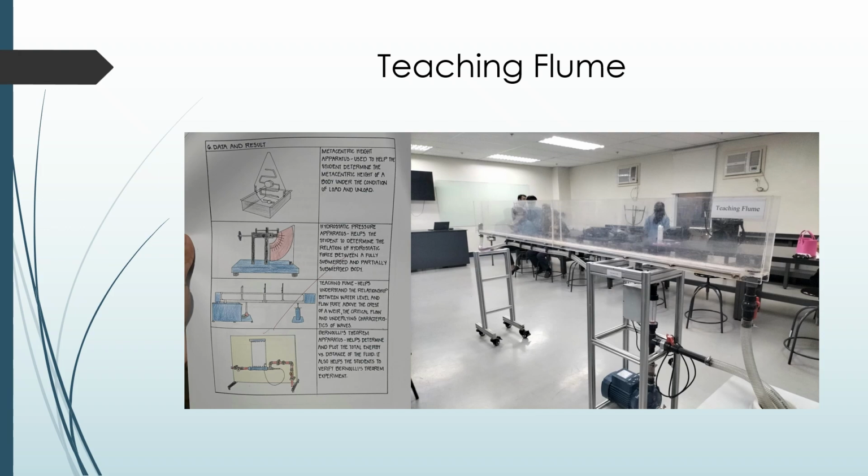Through hands-on experimentation, students can investigate how different flow conditions, such as subcritical, critical, and supercritical flow, develop in an open channel. They can measure flow depth, discharge, and velocity to verify theoretical hydraulic equations and flow principles. The flume also enables the study of hydraulic structures like weirs, sluice gates, and energy dissipators, illustrating how water behaves as it passes over and around these structures.